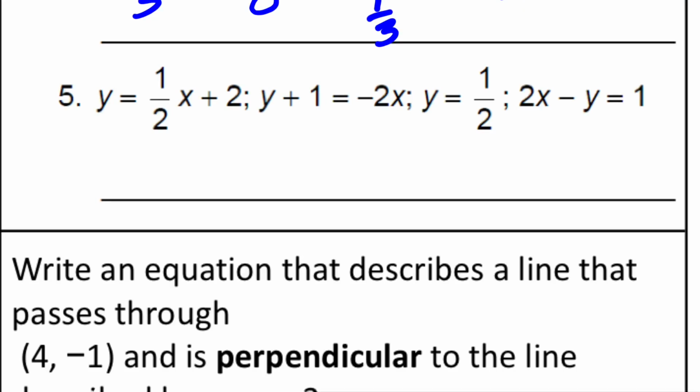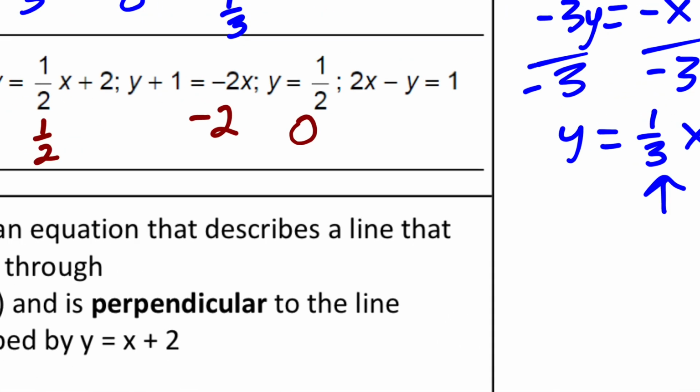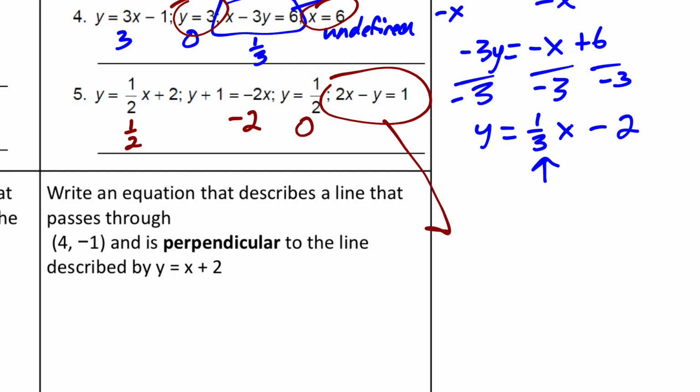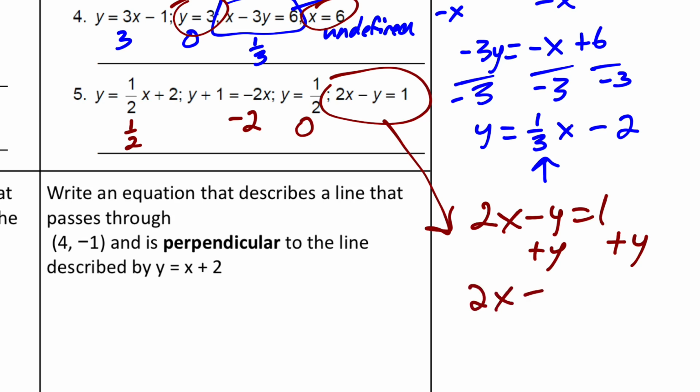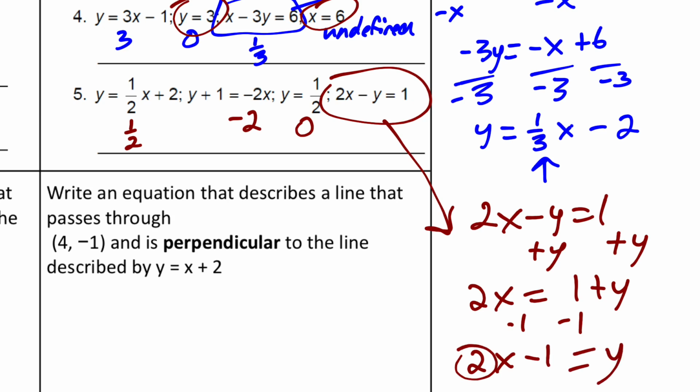The next set, I have a slope of 1/2. I have a slope of negative 2. I have a slope of 0. And this one I have to solve. So let's take this. 2x minus y is equal to 1. I'm going to add y, and I have 2x is equal to 1 plus y. I'm going to subtract 1, and I have 2x minus 1 is equal to y. My slope then is 2. These two are perpendicular. You take 1/2, you flip it, and you make it negative.